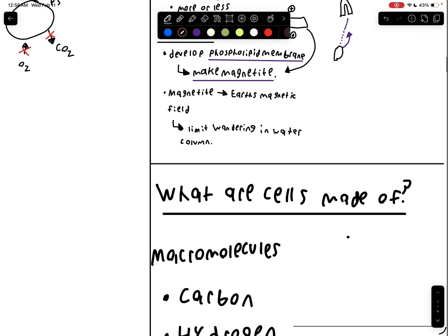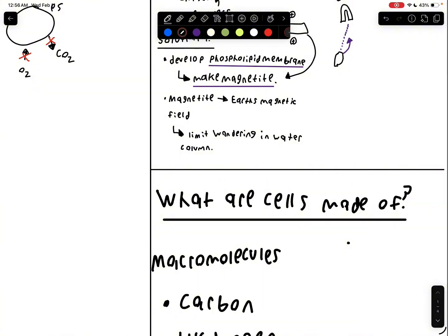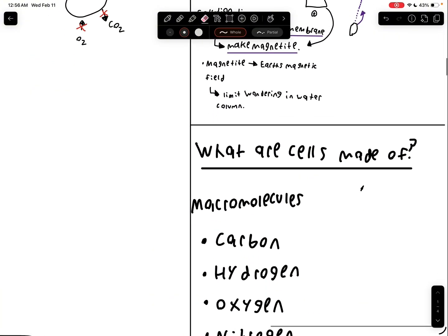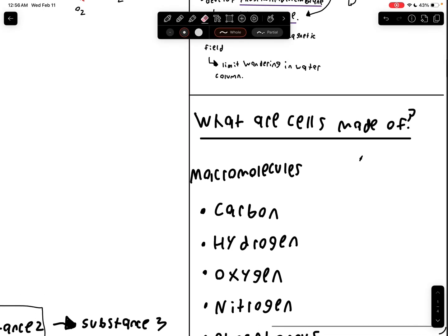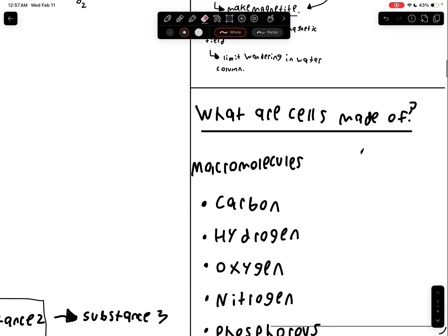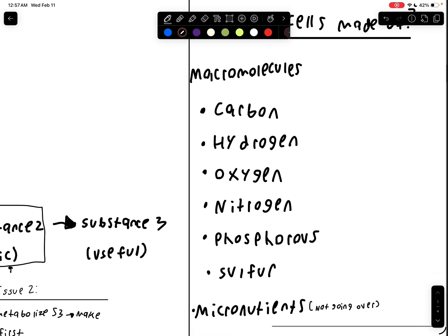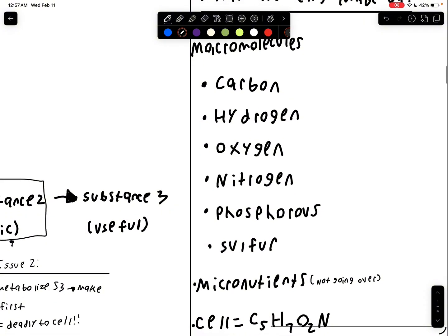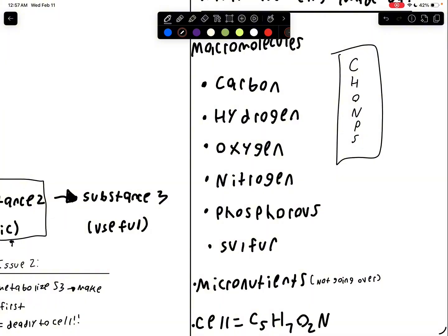Now, before we can get to the rest of the microcompartments that are possible in a cell, we have to understand what cells are made of. So let's take a look at what cells are made of first. They're made of macromolecules. So think carbon, nitrogen, phosphorus, and sulfur. If it helps you, you can think of CHONPS. I find this useful to think of CHONPS. What that does is it just tells you that it's carbon, hydrogen, oxygen, nitrogen, phosphorus, and sulfur.